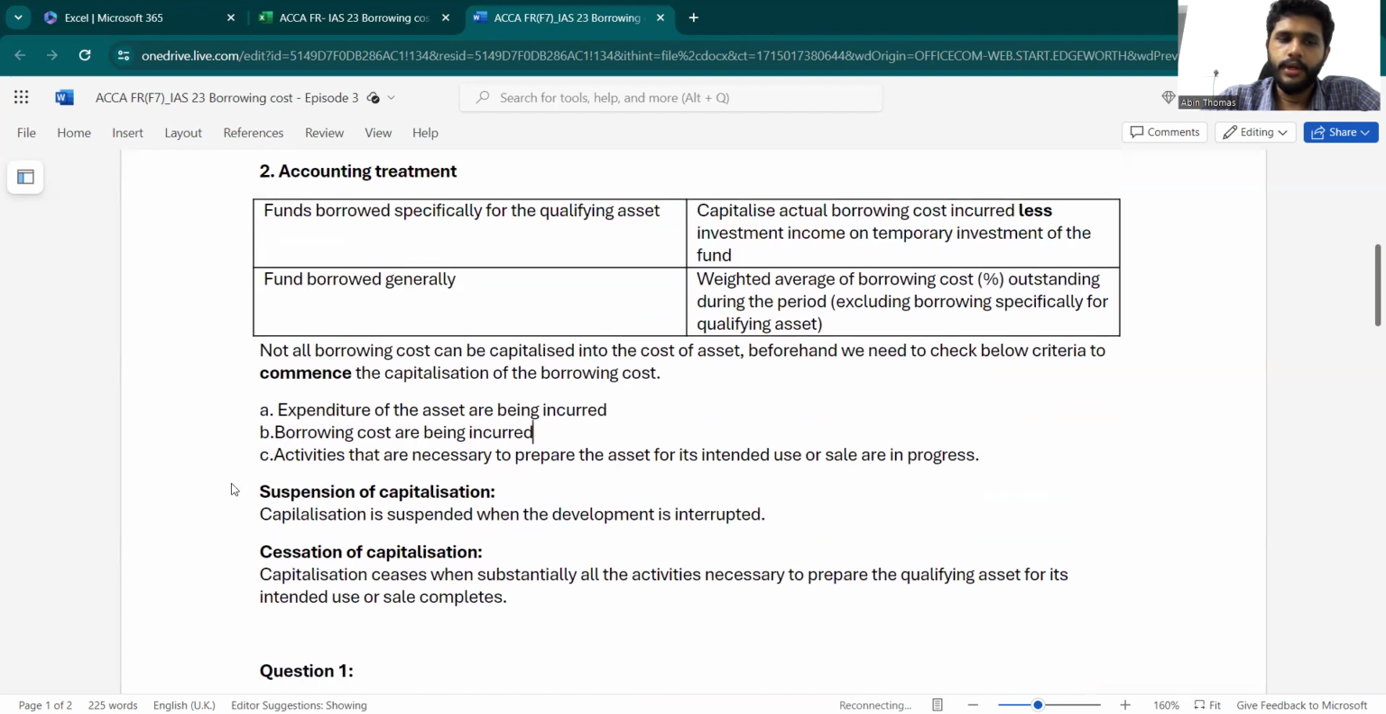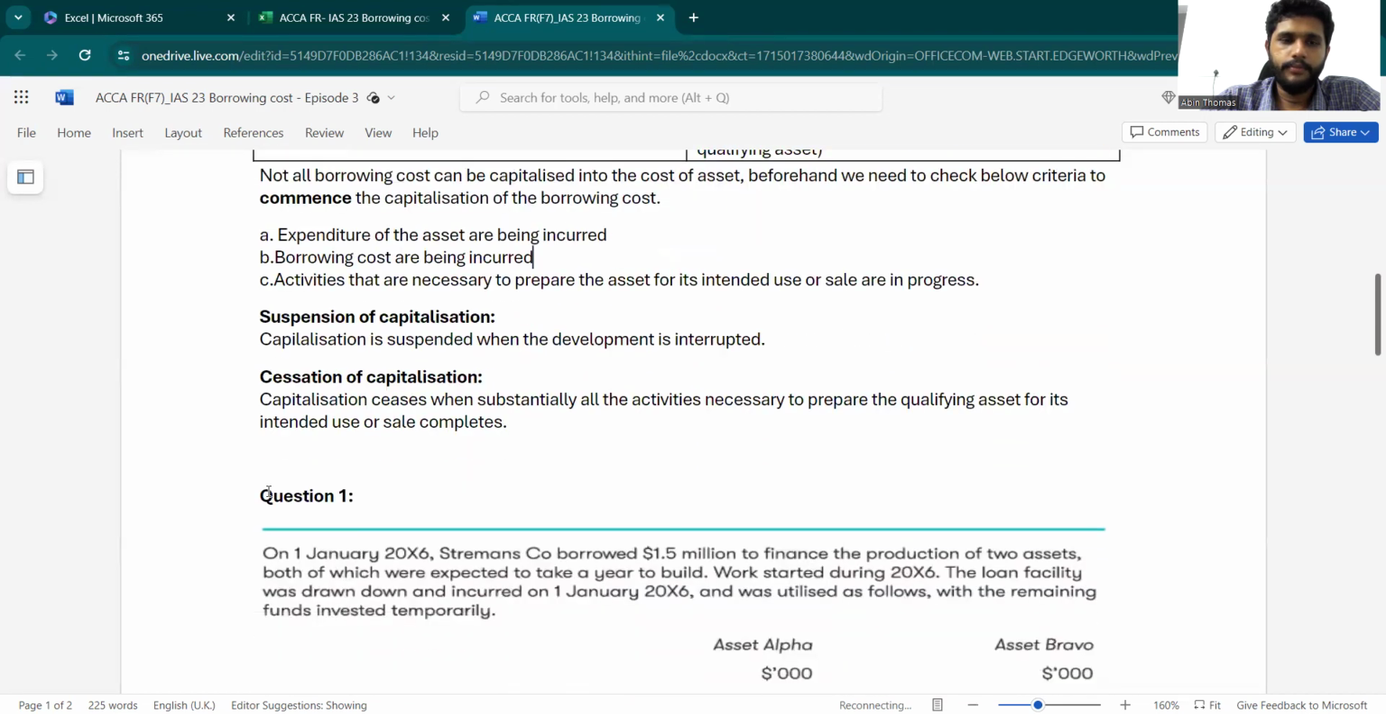And there are two more points that we need to check while capitalizing the interest expense. The first one is the suspension of the capitalization. Sometimes we have to suspend the capitalization of the interest expense. When do we have to suspend that capitalization? When the development is interrupted. That is, when the activities necessary to prepare the asset for intended use are interrupted. In such cases, we need to exclude those months' interest while capitalizing into the cost of the asset.